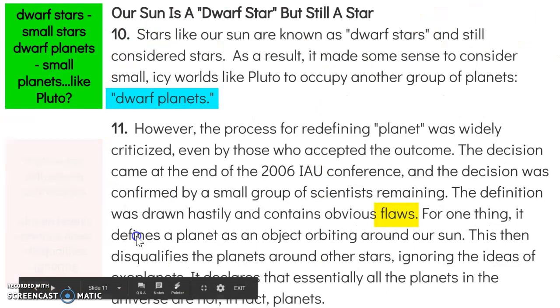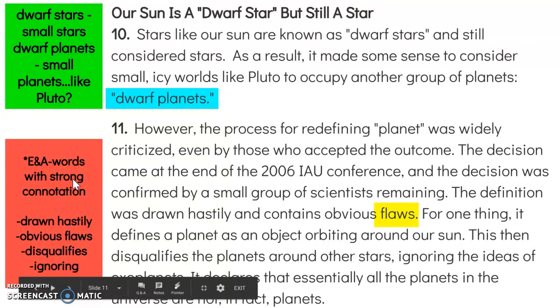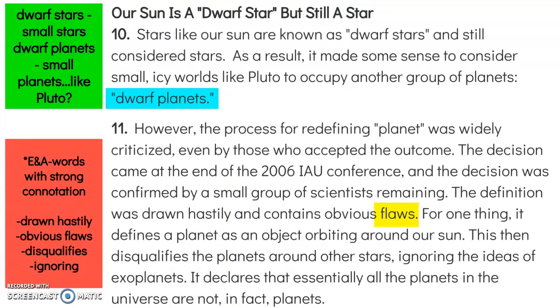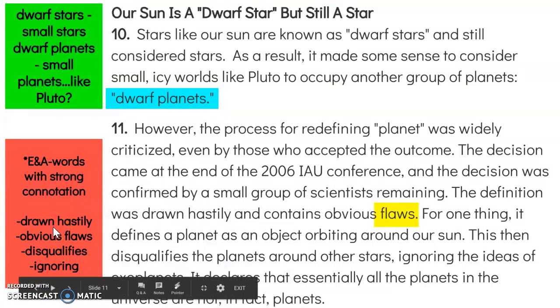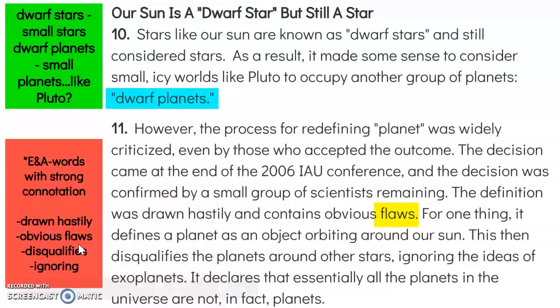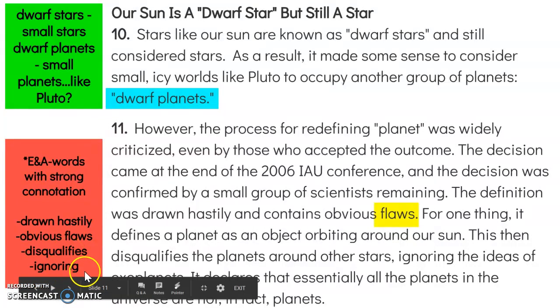So here I had some extreme and absolute language where the author uses some really strong words with strong connotation. We know that he's very upset about this change in the status of Pluto. So some of the words he uses here: drawn hastily, obvious flaws, disqualifies, ignoring. He's very negative and degrading towards the IAU scientists who have changed their mind about Pluto. And he uses some pretty strong wording within his article to show that.